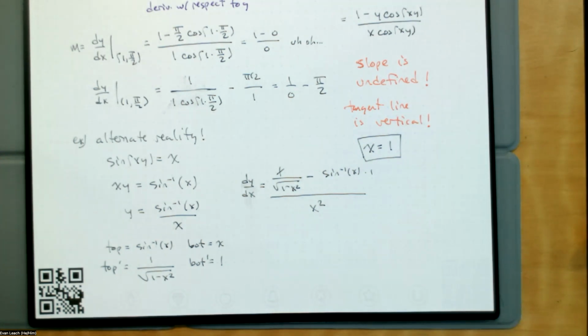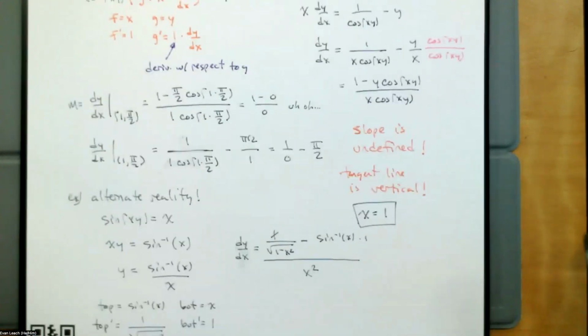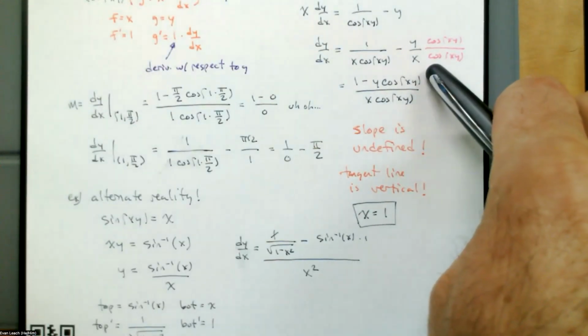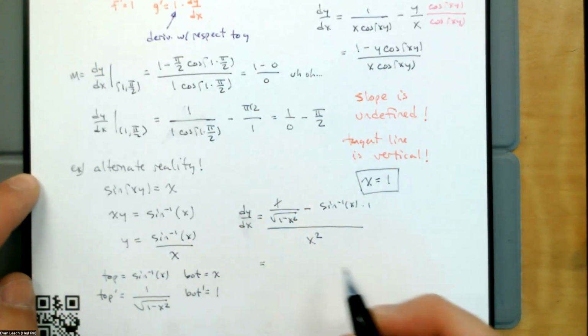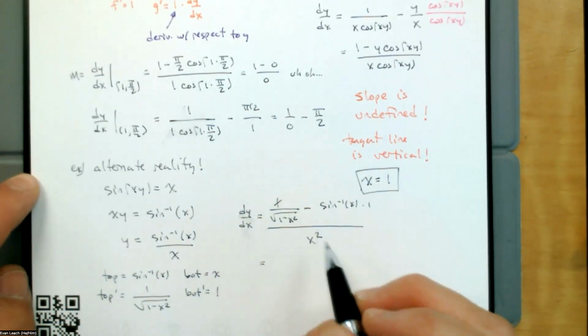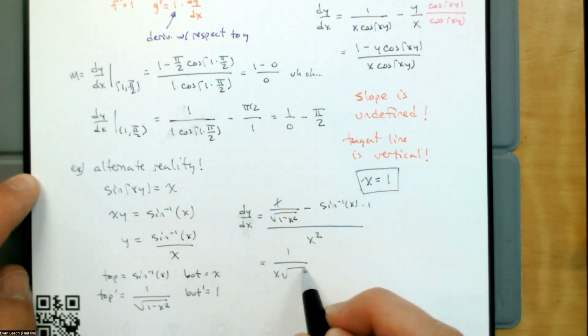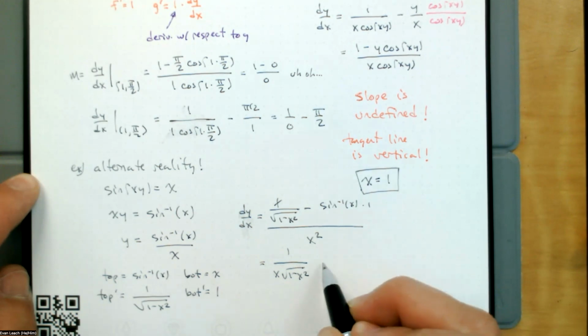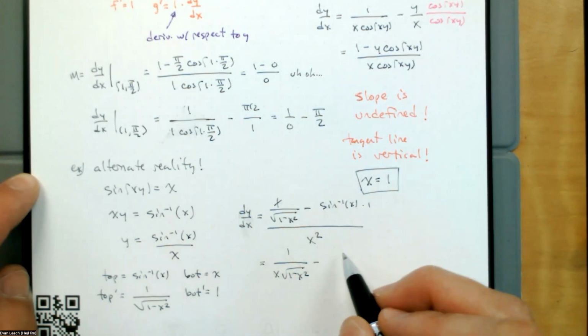So that first term, I got two terms that are being divided by x squared. I'm going to use the distributive property and divide both by x squared. I'm going to notice that up in here, I wanted this first one anyway. I didn't want to combine. It's fine. x divided by x squared is 1 over x. So this first one becomes 1 over x times square root of 1 minus x squared. This second term is just sine inverse x divided by x squared.